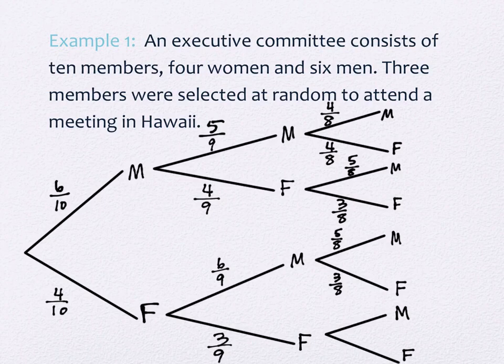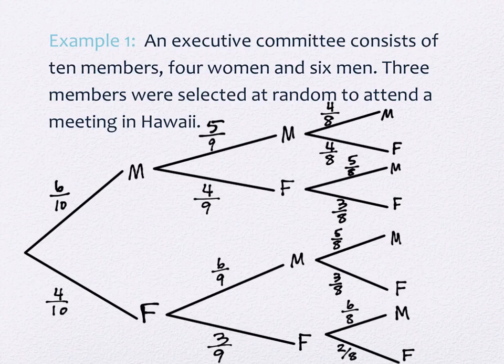Okay? My bottom branch, 2 women's names have been drawn. So how many men are still left in that basket? 6 out of the 8. And women? 2 out of 8. So this is considered a complete tree diagram.